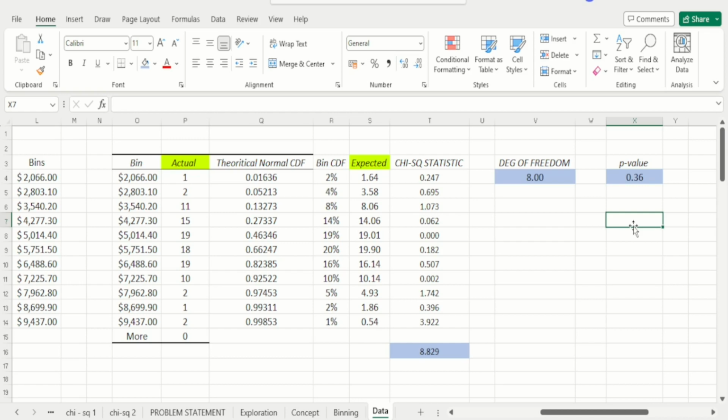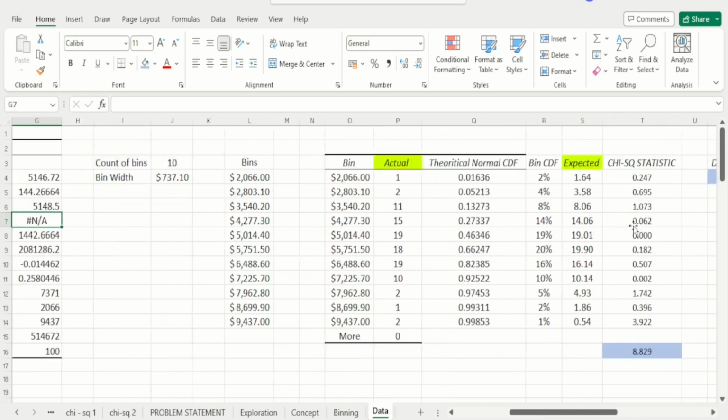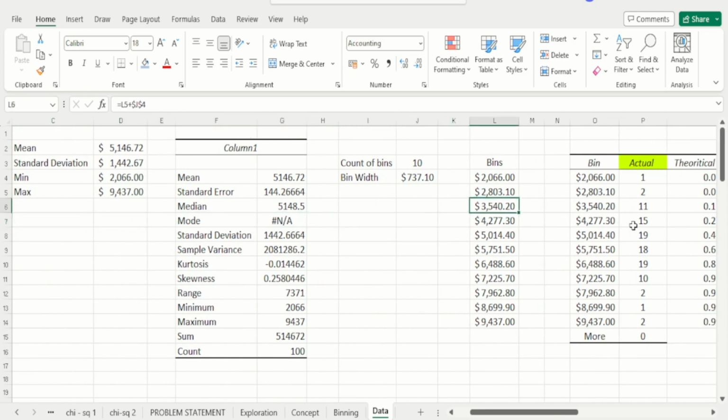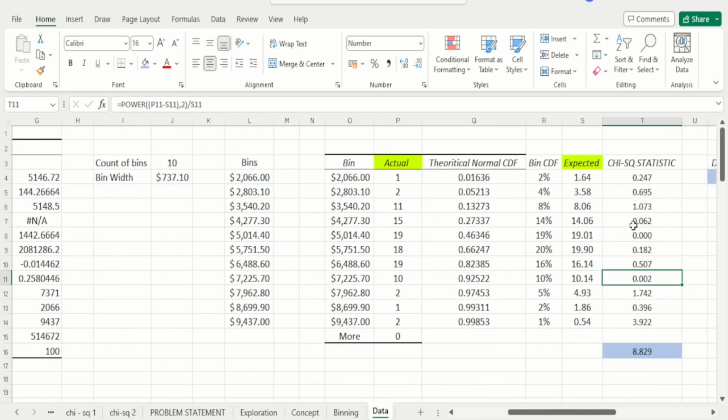Once you have the bin width, what did we do next? We created the bins, starting with the minimum value. We kept on adding the bin width and kept on getting the succession of bins. Once we had that, what did we do next? We used the option within summary statistics to generate the actual number of observations for each of the bins. This is the actual, right?